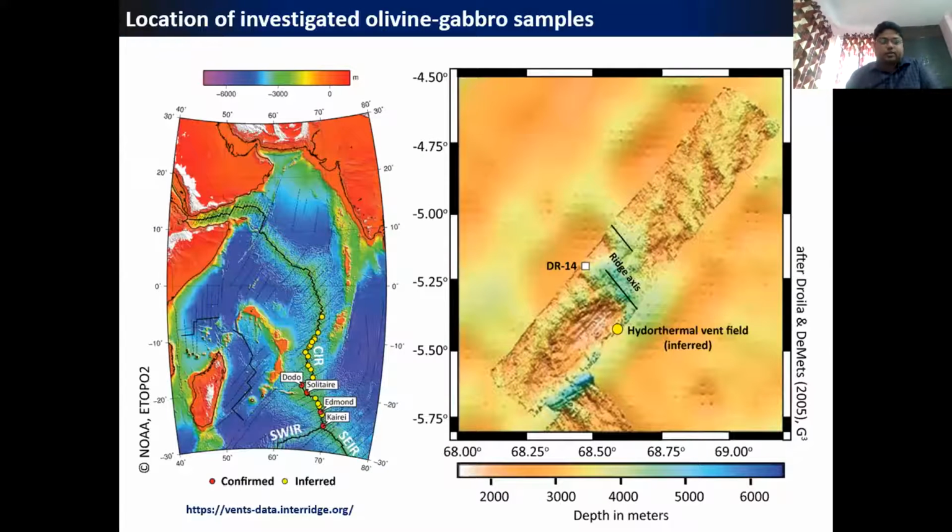So this is actually the location of the Kyrie vent, just near the Rodriguez triple junction, and you have Edmond, Solitaire, and Dodo. But so far there are a total of 21 hydrothermal vents that have been either confirmed or inferred in this Central Indian Ridge. Four are confirmed and the remaining 17 are only inferred, based on mid-oceanic volcanic activity, seismic maps, or other indicators.